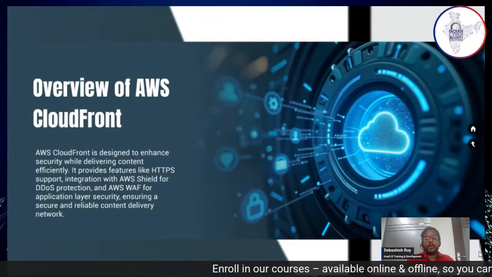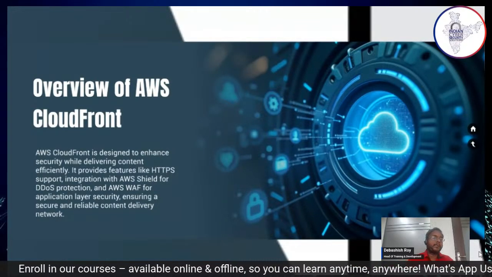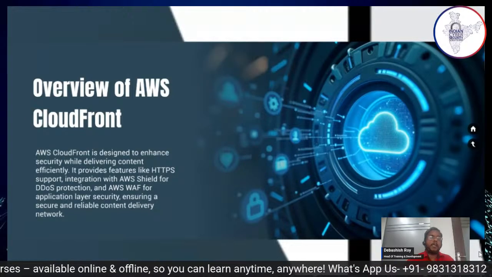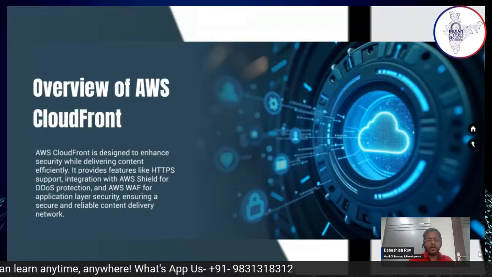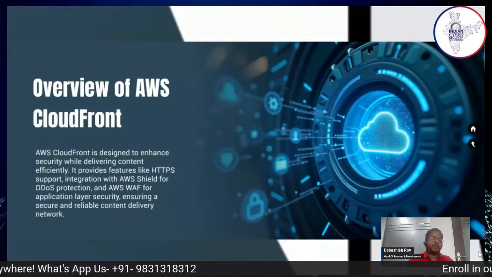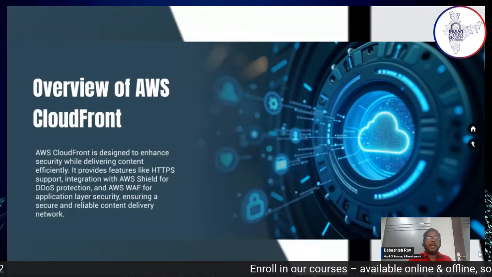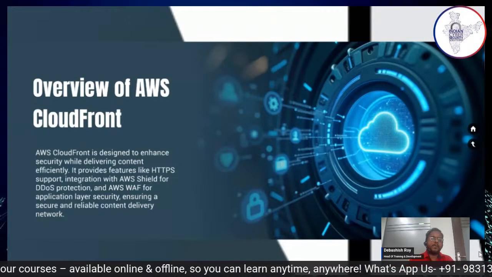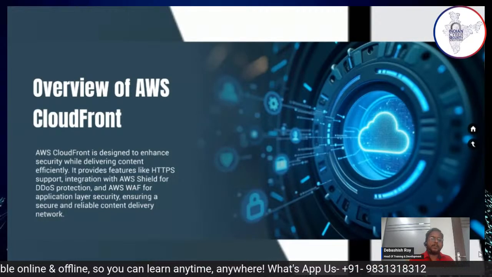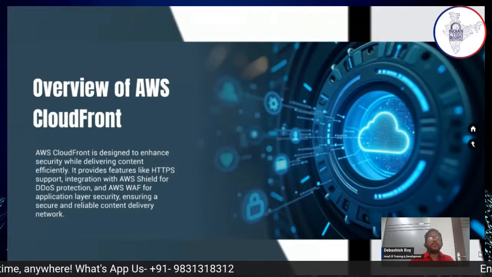Now, what about the overview of AWS CloudFront? We have understood what CloudFront is, but what are its main components? AWS CloudFront is designed to enhance security while delivering content efficiently. It provides features like HTTPS support. I can implement CloudFront distribution points, and you can access them through HTTP or HTTPS. It integrates with AWS Shield for DDoS protection and also AWS Web Application Firewall for application layer security. So all these things are there in CloudFront.